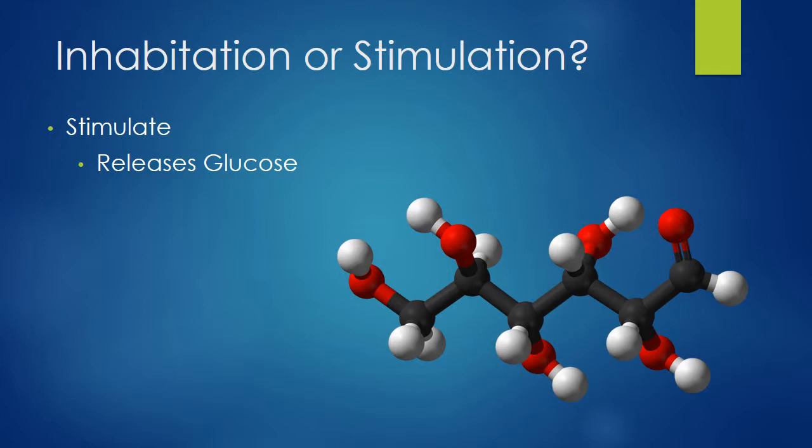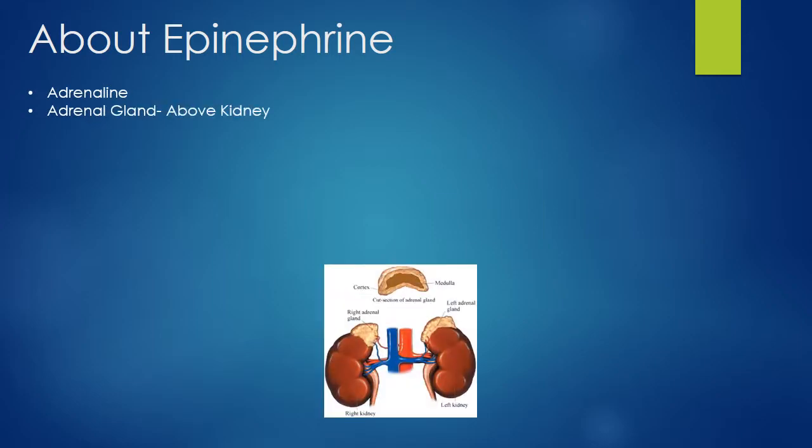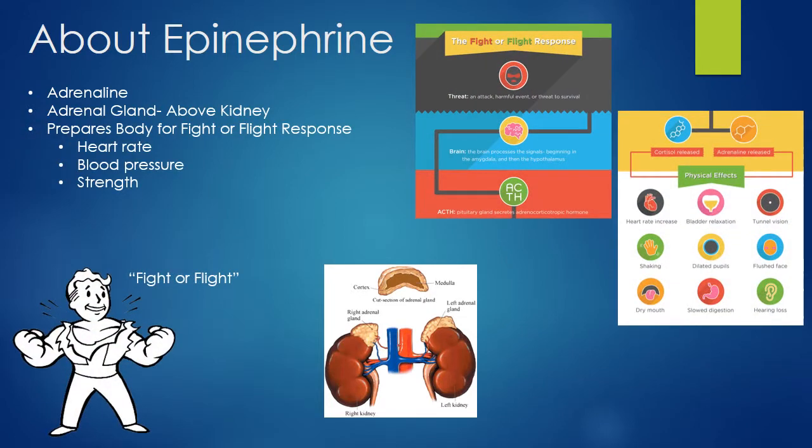Epinephrine stimulates the response inside the body as it releases glucose and allows the body to be prepared for an event that is about to happen. Epinephrine is more commonly known as adrenaline and is released from the medulla of the adrenal gland located above the kidney. The release of epinephrine triggers an increase in heart rate, blood pressure, strength, along with other physical effects, all preparing the body for a fight or flight response. This response basically means getting the body ready to fight or run away based on its best chance of survival.